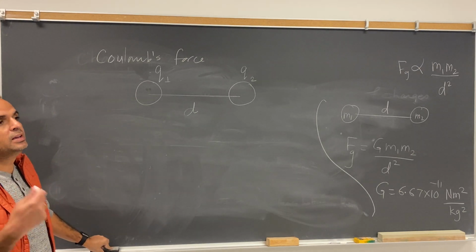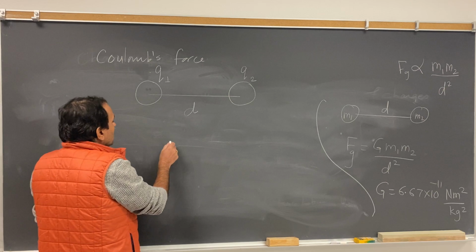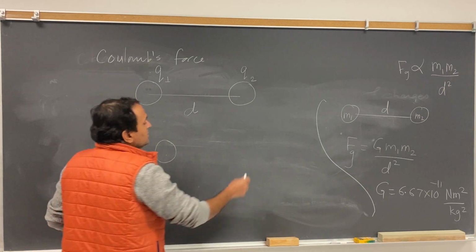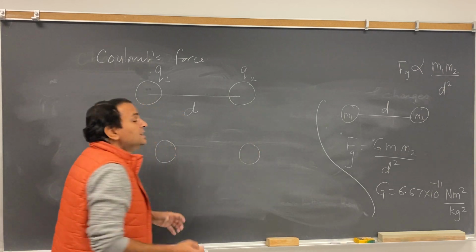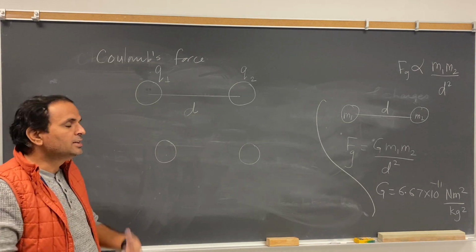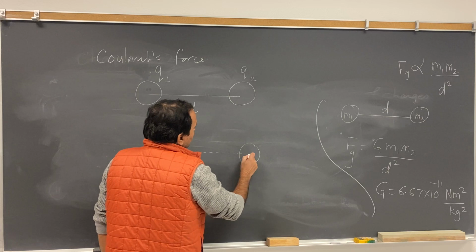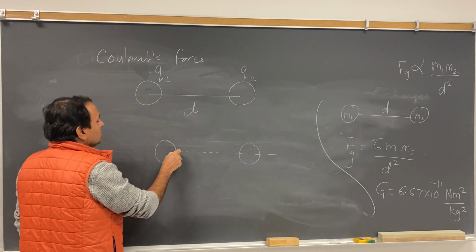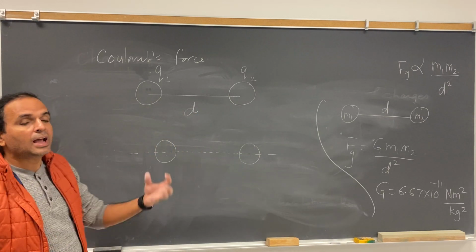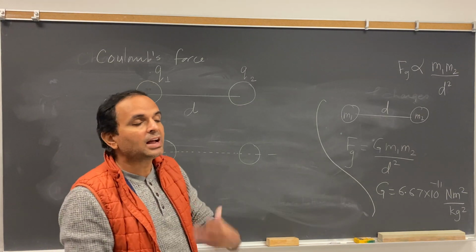So how do you give the direction? For example, this is one charge and this is another charge, and you can get the direction simply by drawing a straight line like this. The line joining the two charged particles gives you the direction.